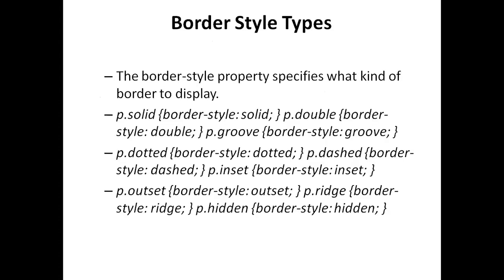CSS border style properties can be displayed by the example given here, that is p solid. So for a solid border, the border style will be solid. If two lines are used as a border, then the border style equals double. We need to mention the border style. It can be solid, a double line border, a dotted line border, or inset, outset, ridge, hidden type of border. Whatever the type of border is, we just need to mention that particular property.